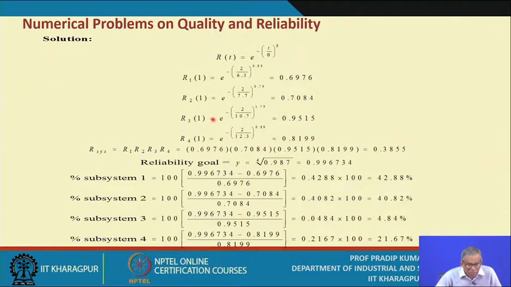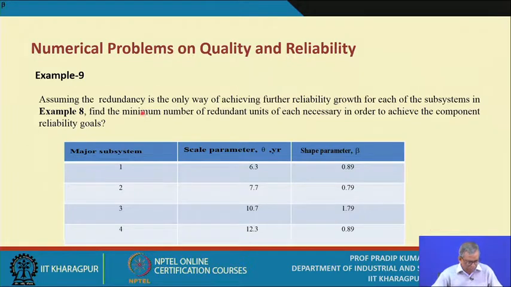That means subsystem 3, as far as reliability is concerned, is a very good system, and its quality must be very high. Whenever you say that the reliability is very high, you immediately assume that the quality also must be very high, the quality of the system or of the component. So it is 0.9515, and obviously just a 4.84% increment is required, whereas for the fourth subsystem you need an increment of 21.67%.